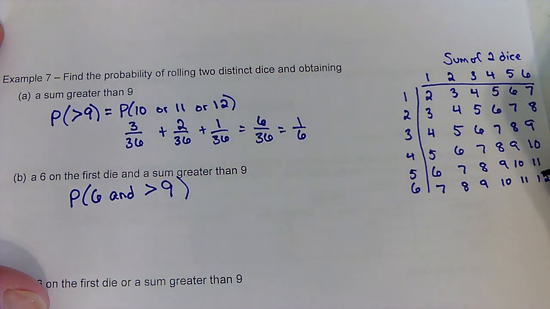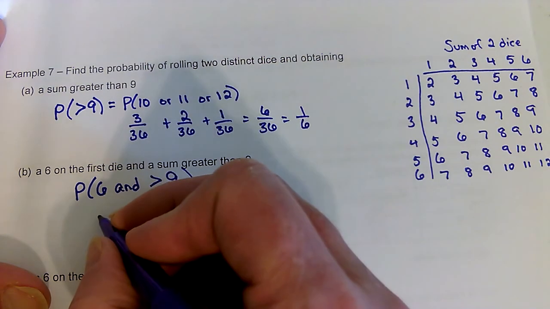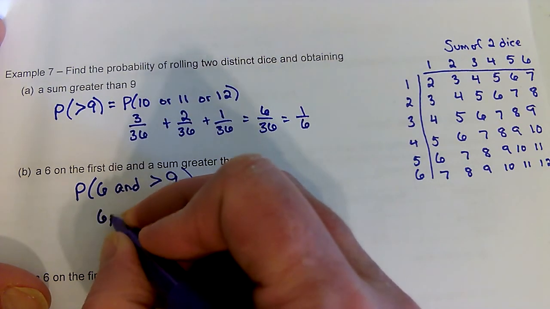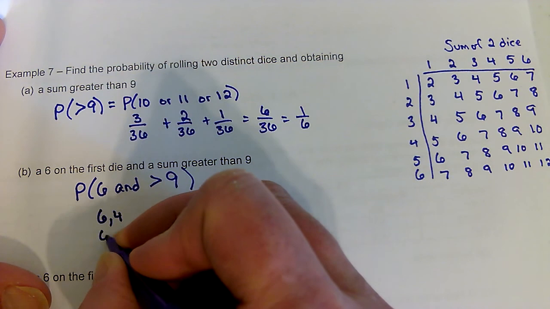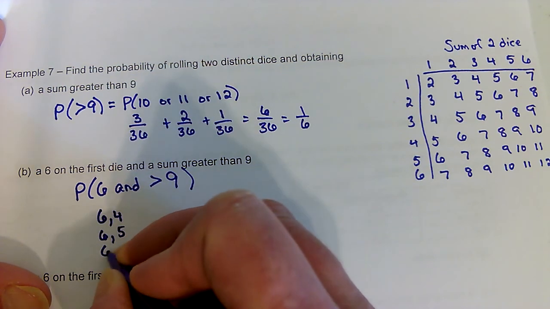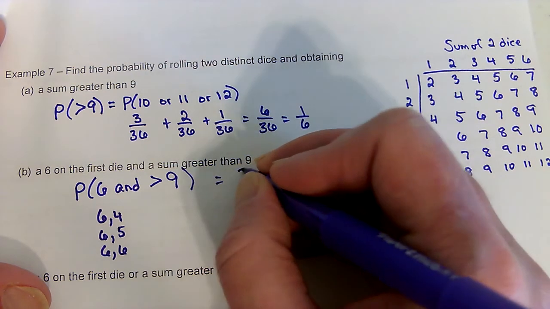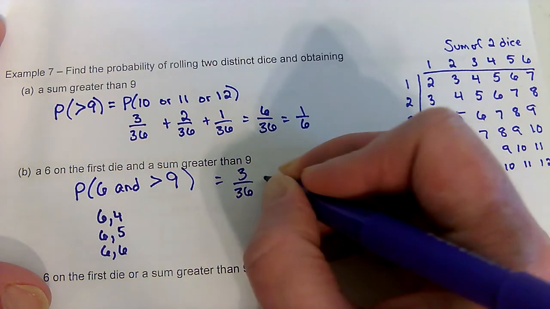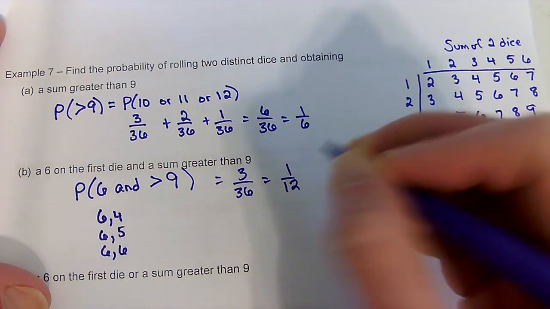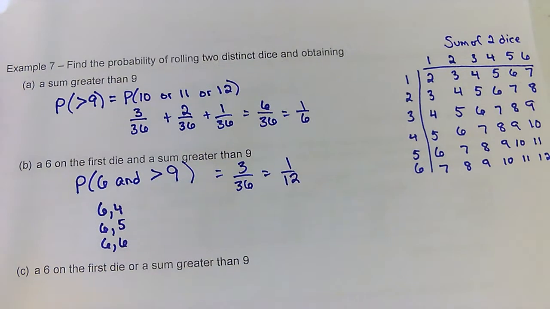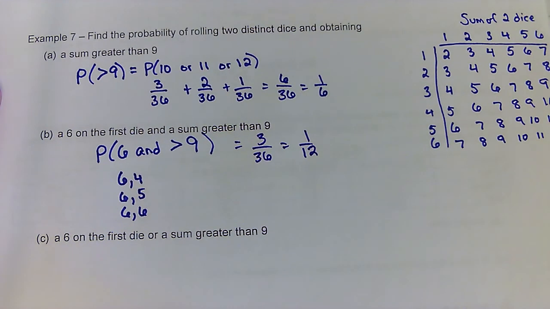Oh, wait. It says 6 on the first die. Oh, so that does make a difference. So that would be rolling a 6 and then a 4, 6, then a 5, 6, then a 6. I couldn't roll it the other way, so that's only 3 out of 36. That's 1/12. So sometimes you have to actually break it down and figure out what could happen.